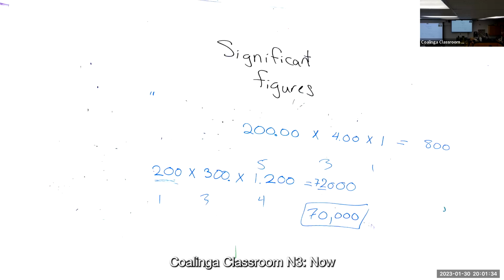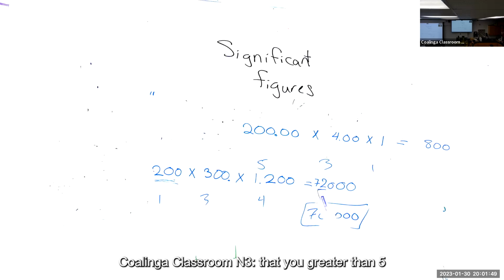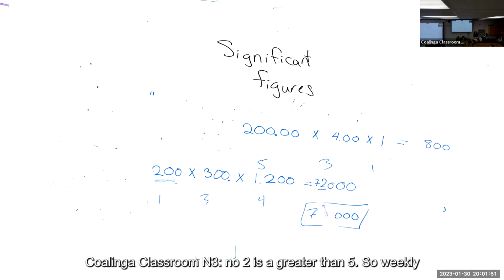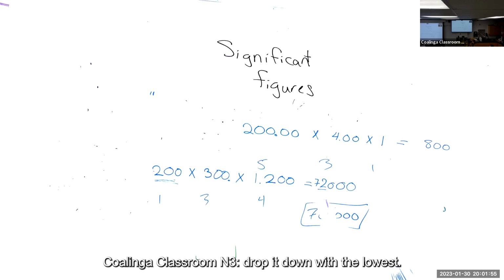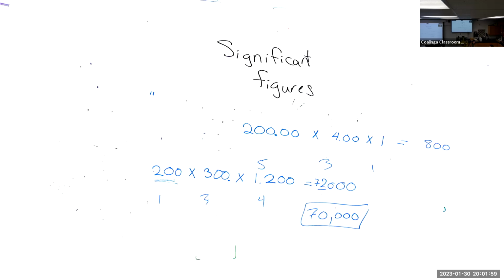Now, since we only have one sig fig, that means only one number can be significant. We always know that the big number up front is going to be the one that's significant, right? So now we have to take a look. Is that 2 greater than 5? No, 2 isn't greater than 5, so we drop it down. In other words, drop this to 0, and we leave that front number alone, because that would give you one significant figure.